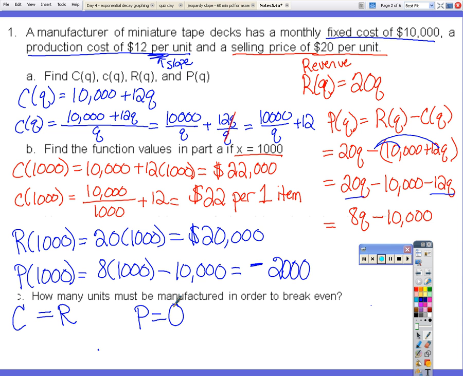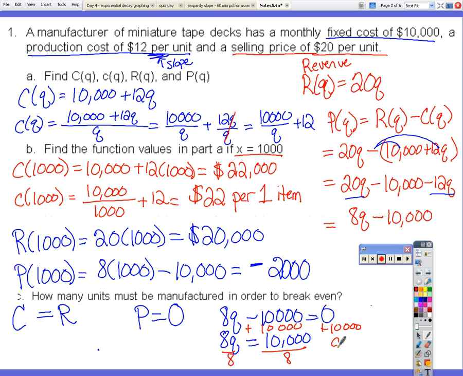So I'm going to start by using the profit. So 8Q minus 10,000 equals 0. So we're going to solve for Q. So I added the 10,000 to both sides. Now I'm going to divide by 8. We get Q equals 1,250 items, or mini tape decks.